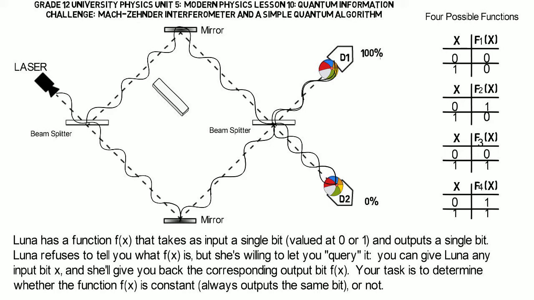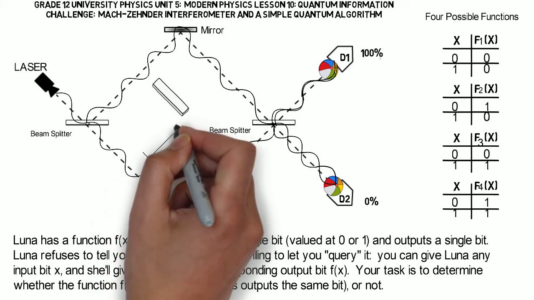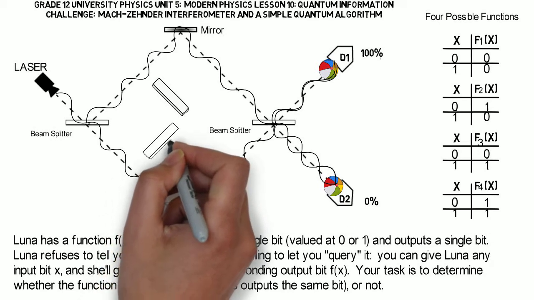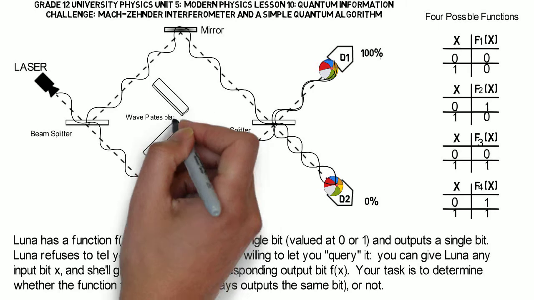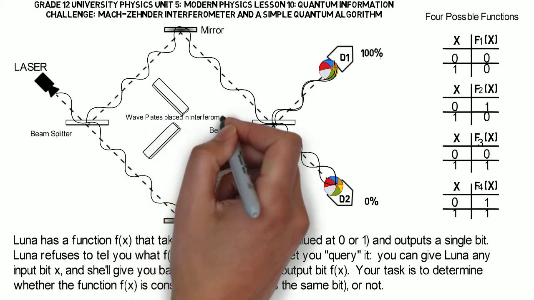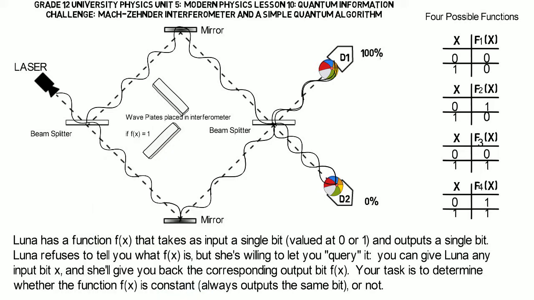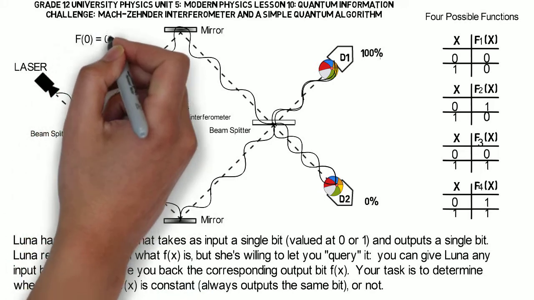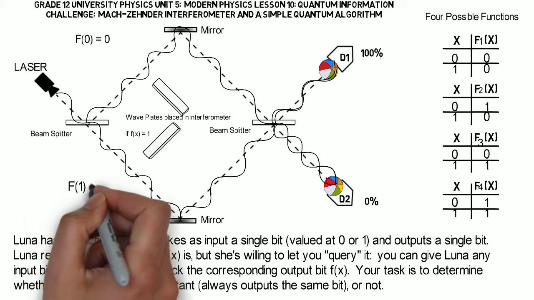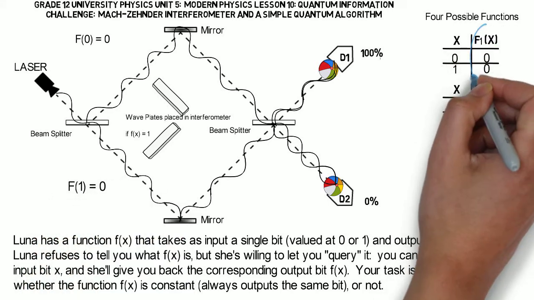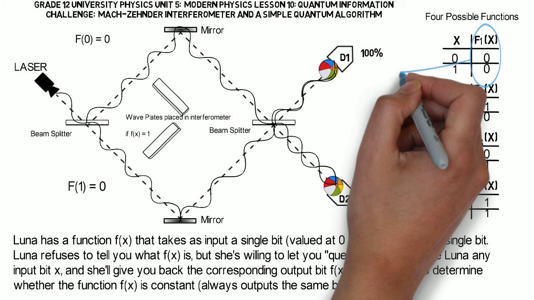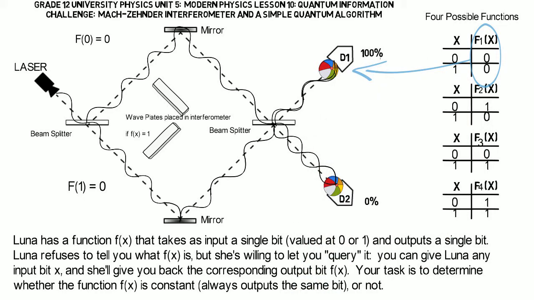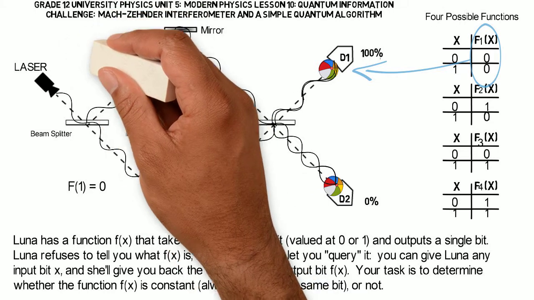But let's see if a quantum computer would be able to do any better by looking at a simple quantum algorithm. Going back to the Mach-Zehnder interferometer, Luna is going to place a wave plate which will shift the phase of the wave by 180 degrees if f of 0 is 1 at the top half, and if f of 1 is 1 at the bottom half. So here you can see that if the value of f of x is always 0, whether x is 0 or 1, no wave plate is placed anywhere, and we get 100% detection at one detector.